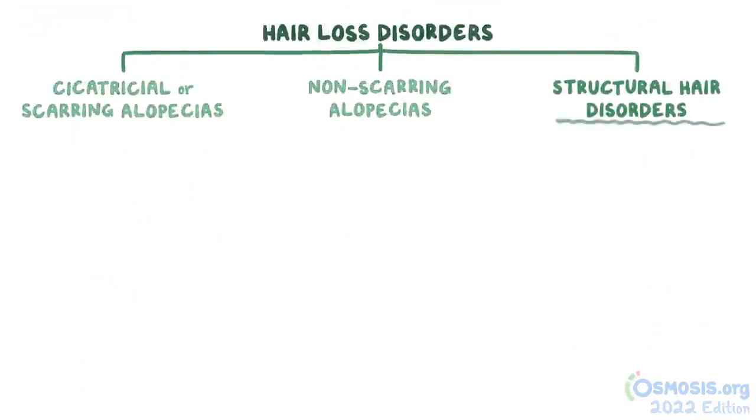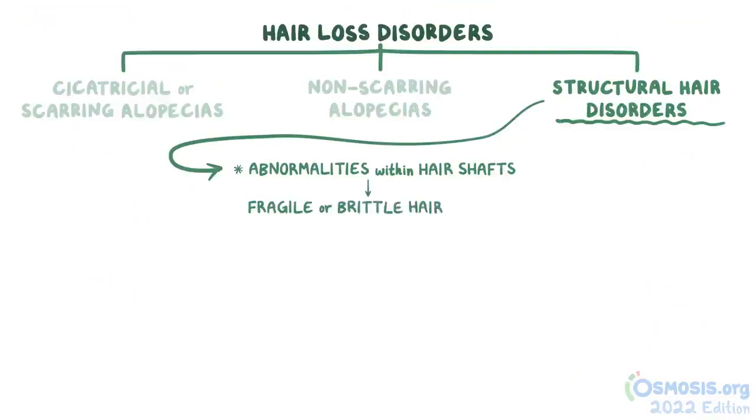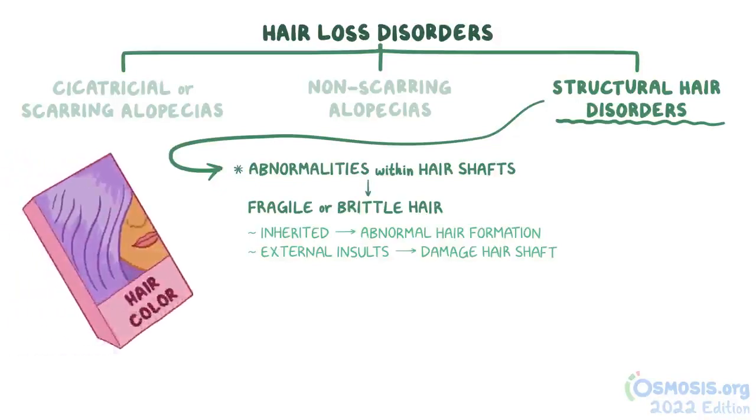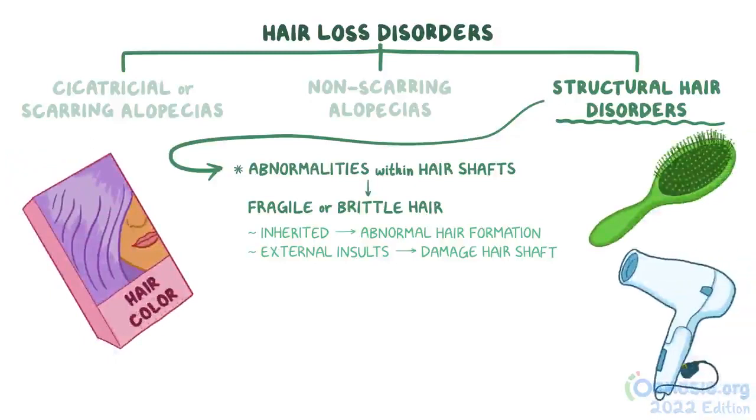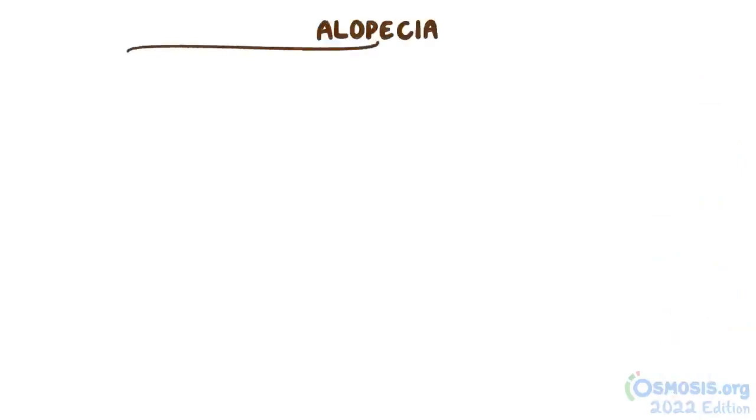Finally, structural hair disorders are characterized by abnormalities within the hair shafts that result in fragile or brittle hair. This can be inherited, causing abnormal hair formation, but it's most often acquired from external insults that damage the hair shaft, such as harmful hair care practices like chemical processing, excessive brushing or teasing of hair, or the application of excessive heat.